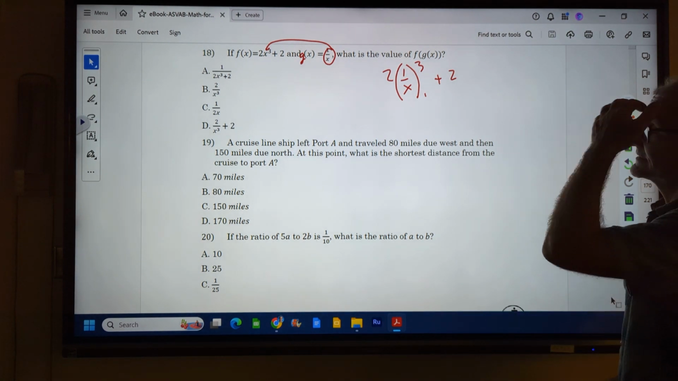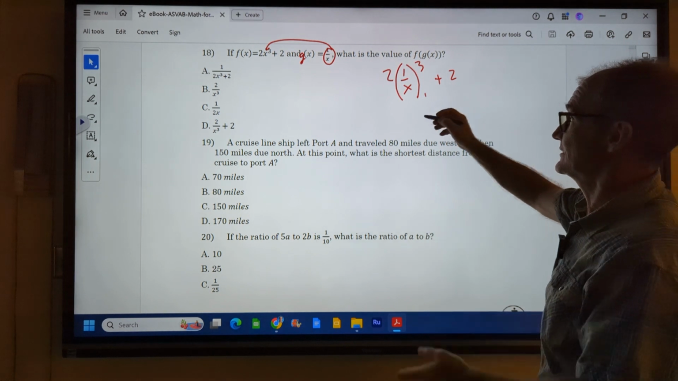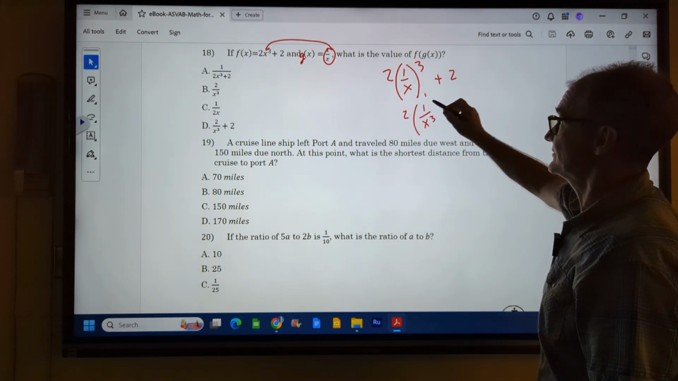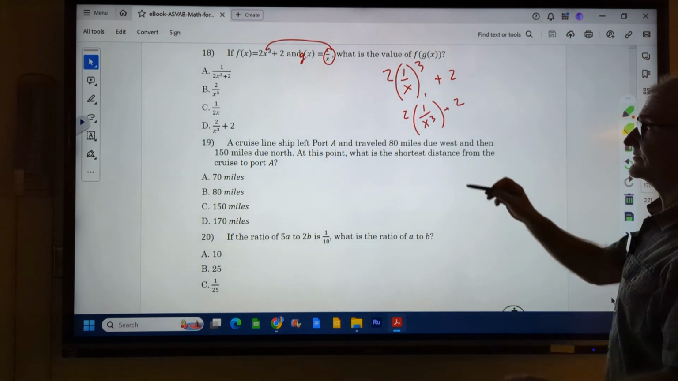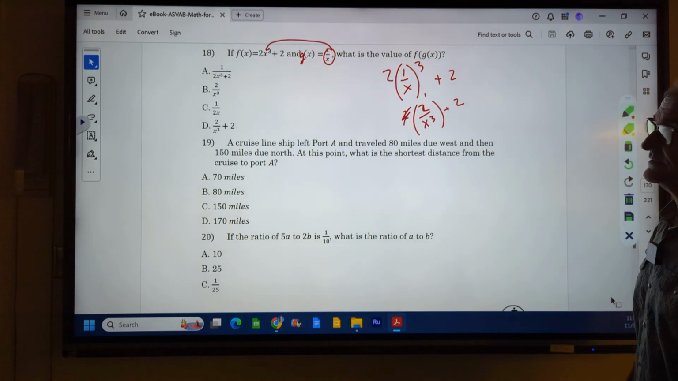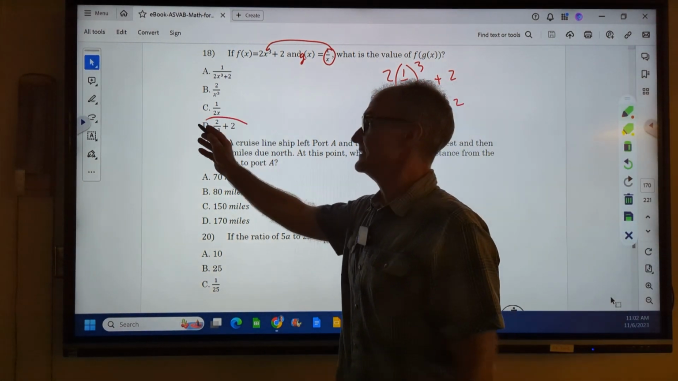So then I've got to do my exponents before I multiply. 1 to the third, 1 times 1 times 1. So I have 2, 1 over x to the third plus 2. I can multiply that 2 through to get a 2 over x to the third plus 2. Take a look over there if any of those work. Answer D right there.